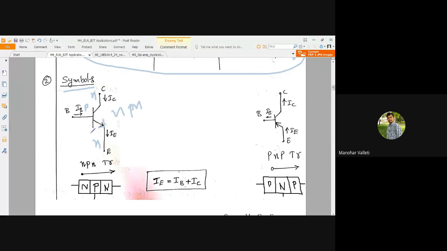Always current will flow from P to N, right? You've seen in the diode. A diode is a unidirectional device. Always the current will flow from P to N. So to remember the current direction here easily, always mention the current direction from P to N. And this direction is very, very important.